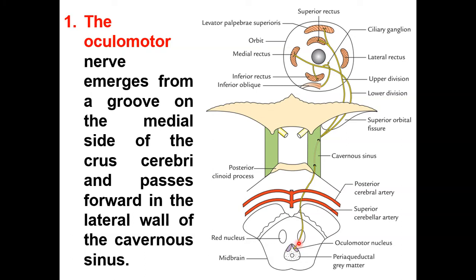So you can see that this is the oculomotor nerve passing, and here will be the basilar artery, which gives the posterior cerebral artery. This is the posterior cerebral artery, and this is the superior cerebellar artery. The oculomotor nerve passes between these two, and if there is any disease of this artery, the nerve will be compressed. And this structure is showing the cavernous sinus. So this nerve passes through the lateral wall of the cavernous sinus. This structure is the superior orbital fissure.